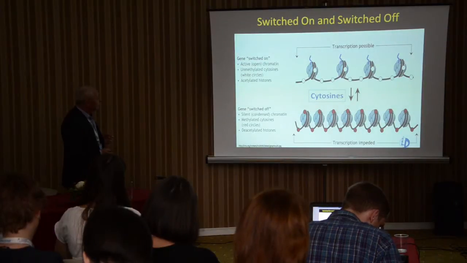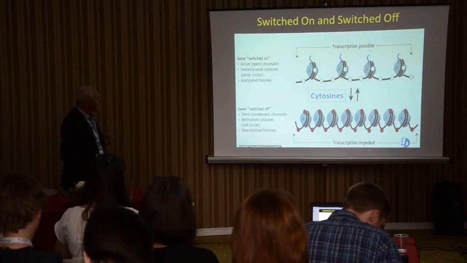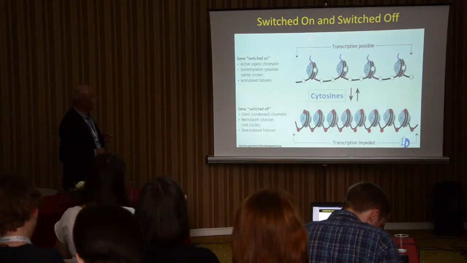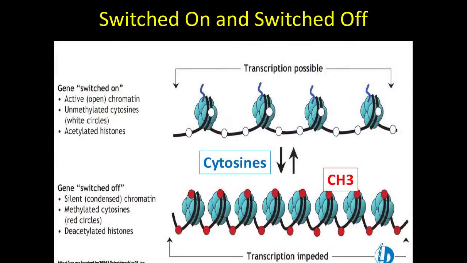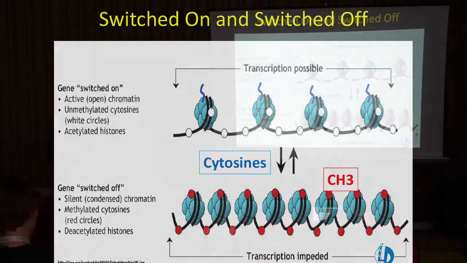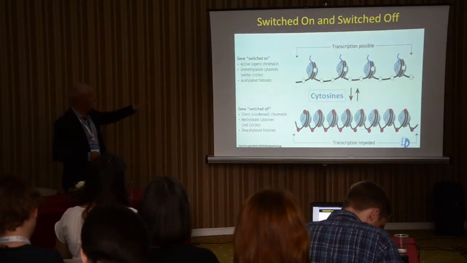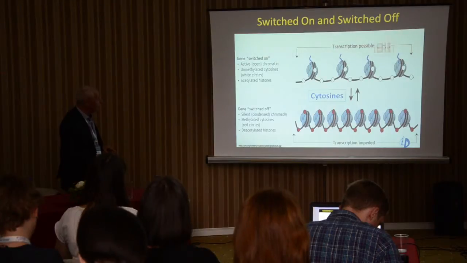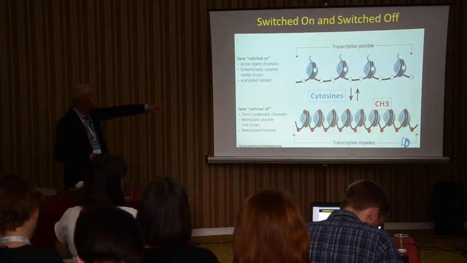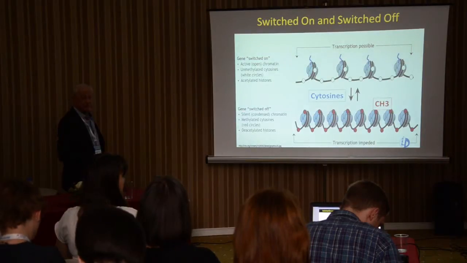Now, what I explained to you, this is a cytosine in blue, and this is a switched on gene because it's open. There is no methyl radical. This is open, and the histone is acetylated. This is a transcription, it's okay. It's open and it's working. And when the CH3 is coming, the gene is switched off. It's closed, no expression.